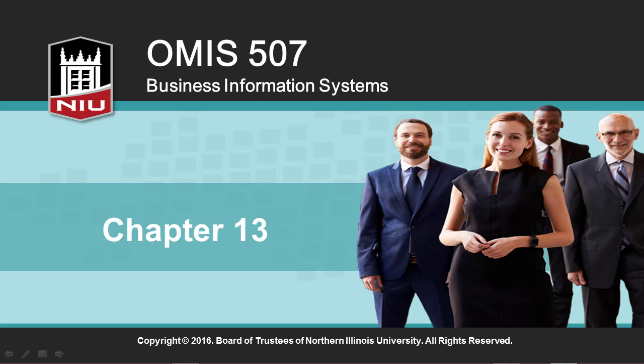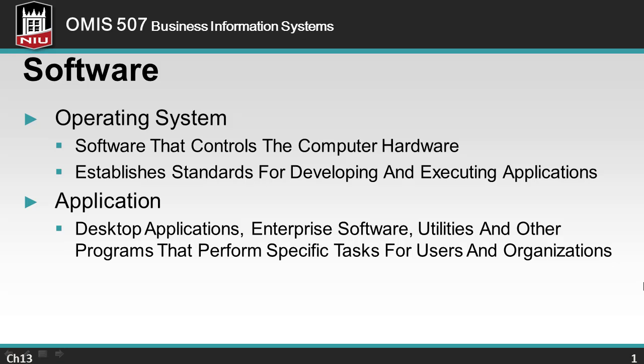Chapter 13, Software. Computer software falls into two major categories. Operating system software controls the computer hardware and provides the interface between the system and the user. Applications must be developed to work within the operating system framework.